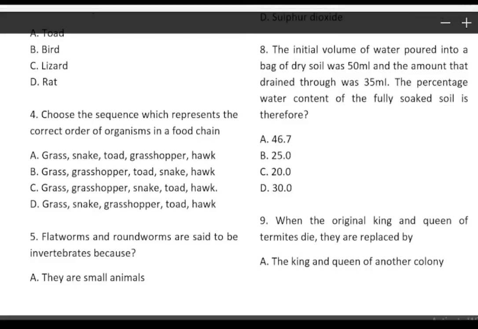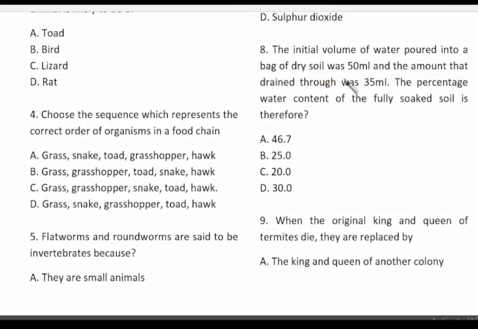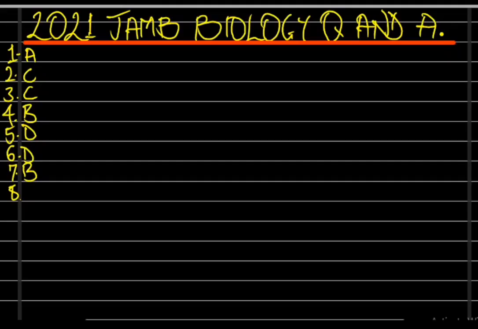And then question 8. The initial volume of water poured into a bag of dry soil was 50 ml, and the amount that drained through was 35 ml. The percentage water content of the fully soaked soil is therefore A. 46.7%, B. 25%, C. 20%, and D. 30%. So what is going to be the answer there? They said that the water poured into the soil is 50 ml, and the amount that drained through is 35 ml. So from that we'll have something that looks like this. This is going to be the working for that question.